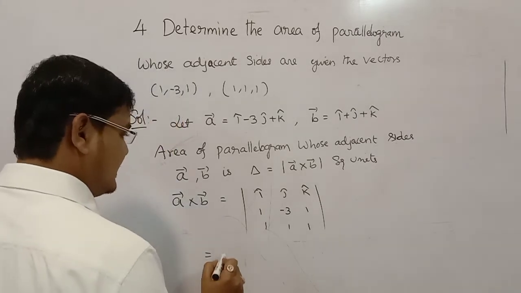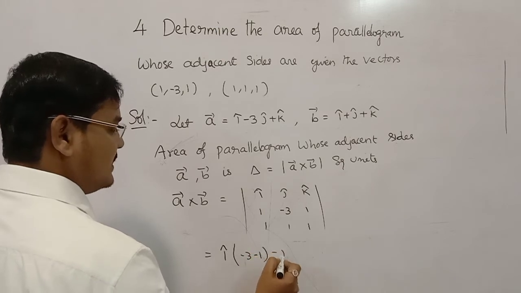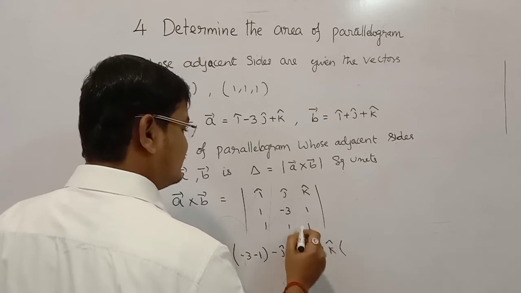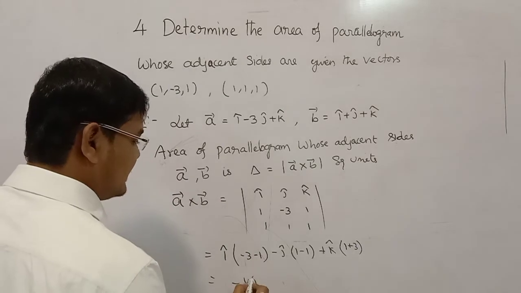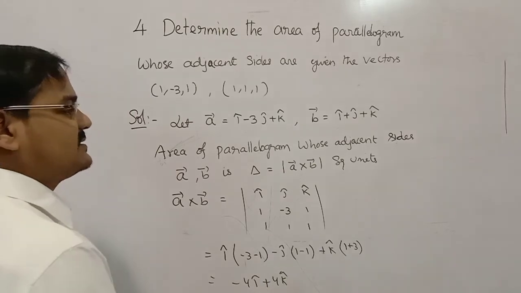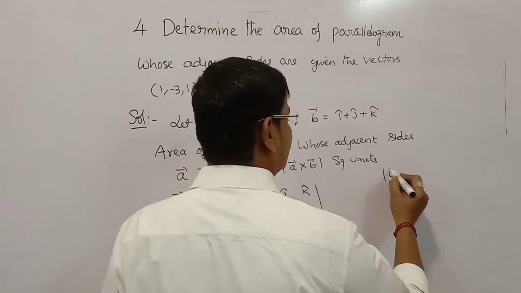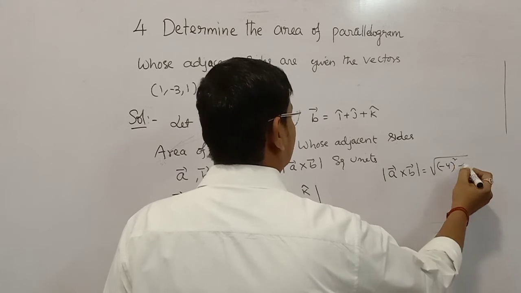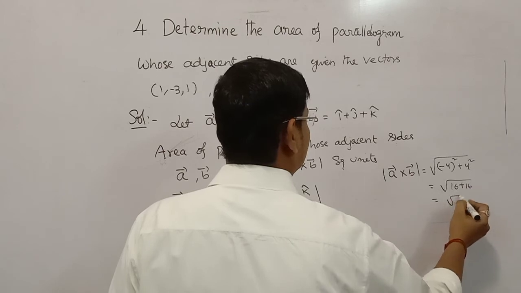Same process: I bar into minus 3 minus 1, minus J bar into 1 minus 1, plus K bar into 1 plus 3. That is equal to minus 4 I cap, the J term is 0 and can be removed, plus 4 K cap. This is A bar cross B bar. After finding A bar cross B bar, you need to find the magnitude. So it is root over minus 4 square plus 4 square, that is root over 16 plus 16, that is root 32.